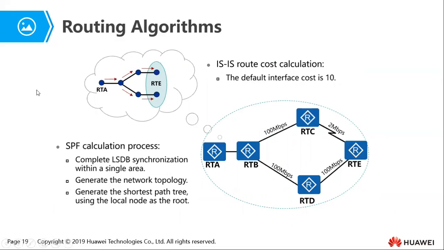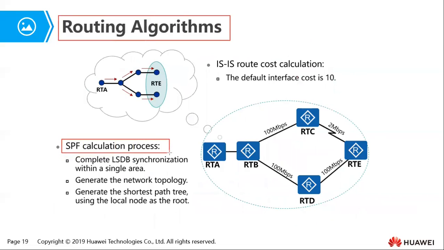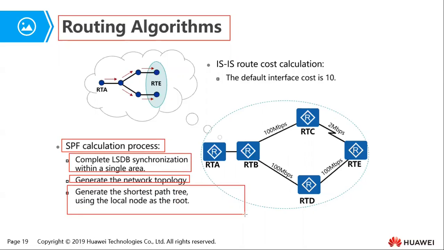Okay, so I think I had skipped this slide. As we said earlier, IS-IS uses the very same algorithm as OSPF in calculating routes. So it uses the SPF. It works in a similar manner. After you've received the complete LSDB from either the DIS or from your neighbor in a point-to-point network, you generate the network topology, then you create the shortest path tree using yourself as the root.